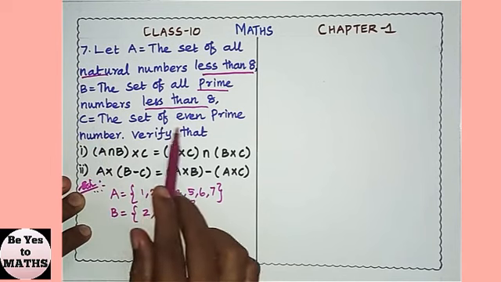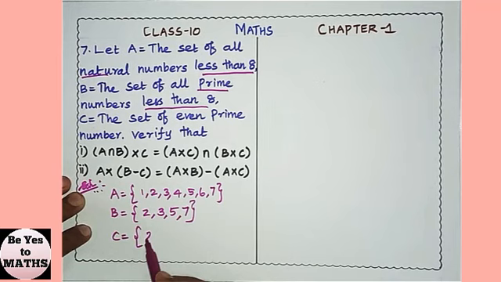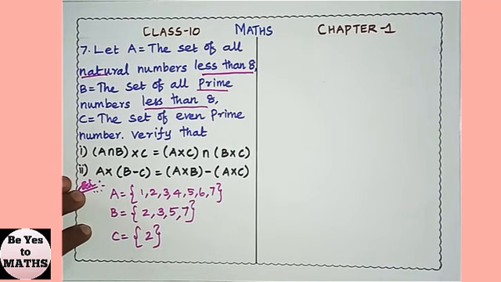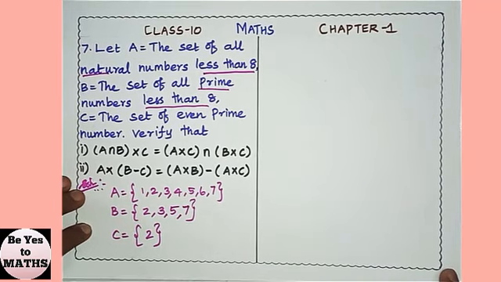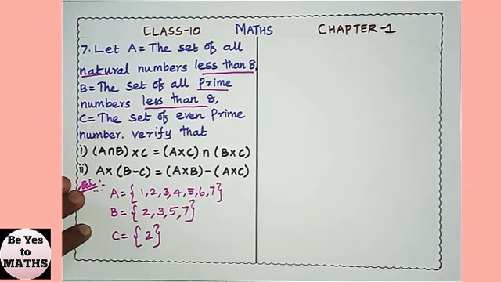The C set is the set of even prime numbers. There is only one even prime number, that is 2. All the other even numbers are composite numbers. So now we'll solve the first condition.